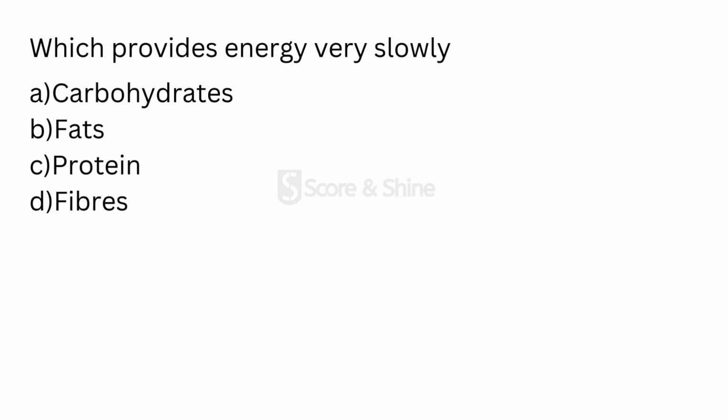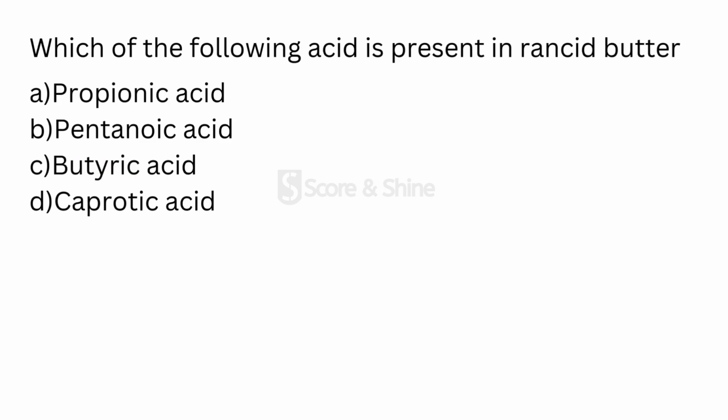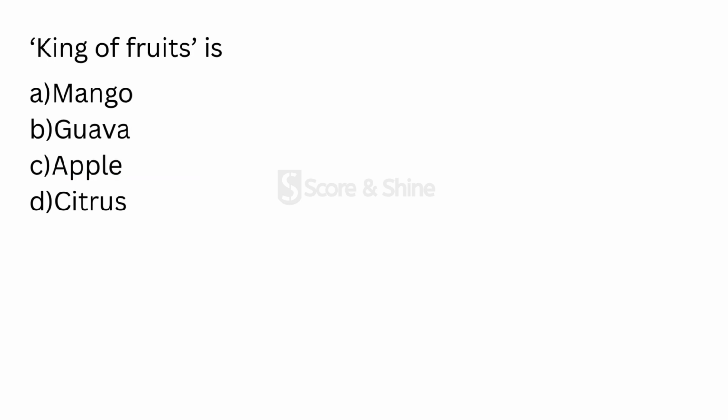And next, which provides energy very slowly? The answer is fats. And next, angle formed when a branch is attached to the trunk is. The correct answer is crotch. Which of the following acid is present in rancid butter? The answer is butyric acid. And then the next question, king of fruits is. So the answer is mango.